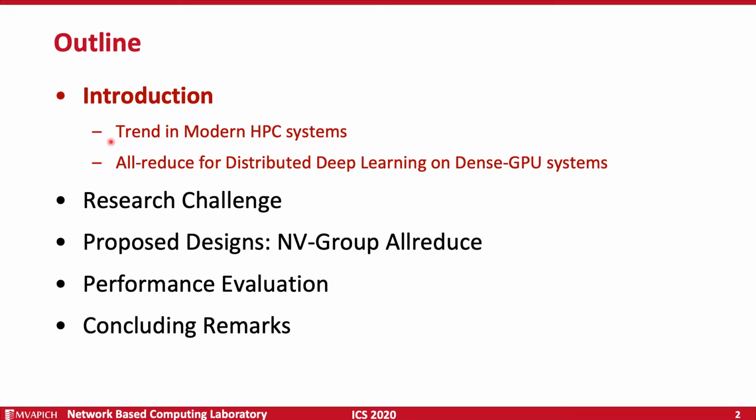First, I'll talk about the trend we have seen in the past few years about the modern HPC systems. Then I'll talk about the Allreduce, which is a very important operation for distributed deep learning. And we talk about what's the limitation of current Allreduce for dense GPU systems. And it leads to the research challenge we're trying to address in this paper. With that, then we talk about the proposed designs. We call it NV group Allreduce. Then I'll share some performance numbers and conclude the talk.